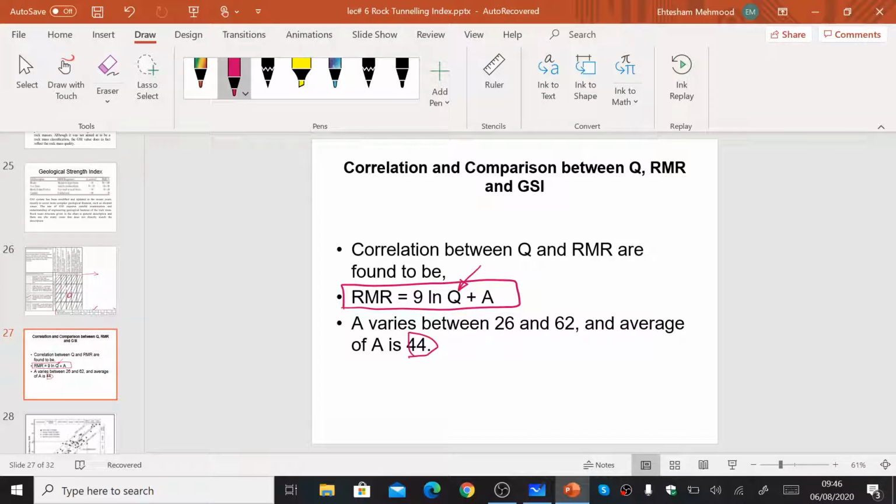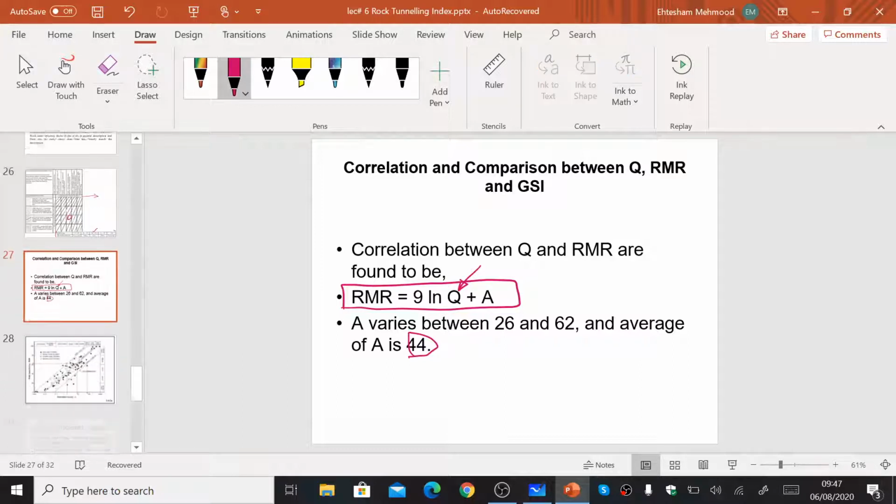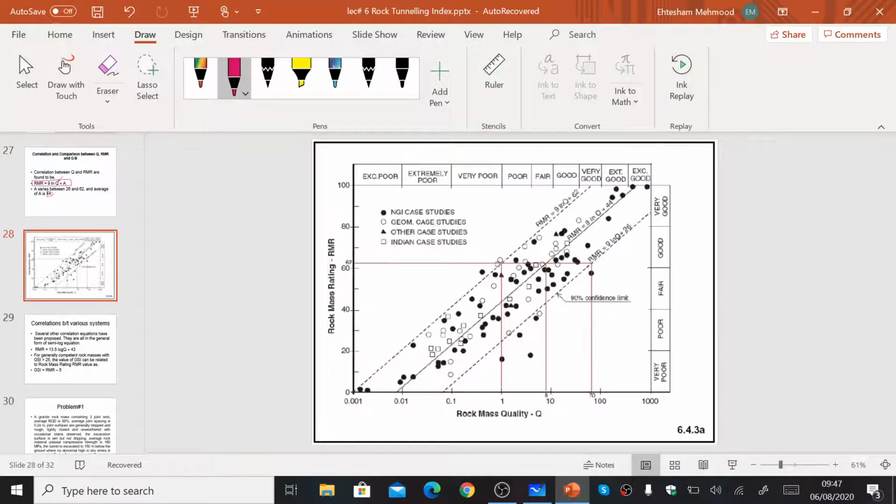So plug in the values. So if you know your rock quality by Q system, so plug in the values and you can find out the equivalent RMR rating for the same rock. And conversely, if you know the RMR value for your system, you can find out the Q system by plugging in this equation. So here's a comparison chart.